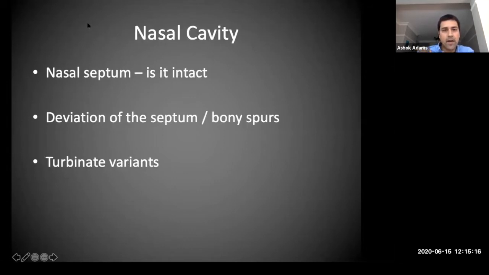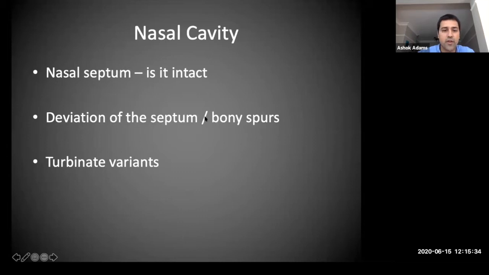So once I've looked at anterior and posterior sinus drainage pathways, we'll go on to the nasal cavity. What am I going to look at? Nasal septum. Is it intact? Yes, no. And is it deviated? And there are lots of different patterns of deviation. I will typically comment on nasal septal spurs as well.